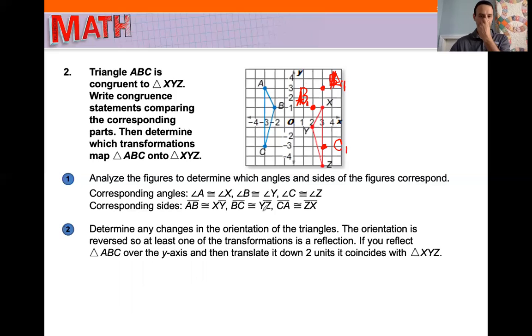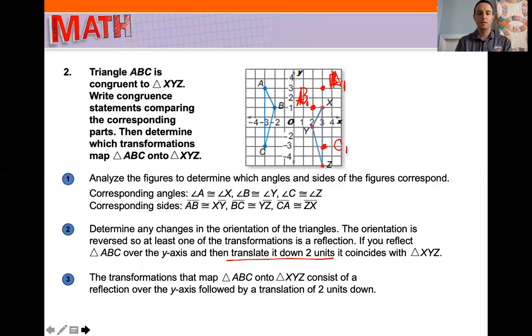Now what do I have to do to get it to match? I've got to translate it. Yep, that's exactly what I'm looking for. Now that I have a coordinate plane, that helps me see that a lot easier than just guessing and telling you the steps. So the transformation that maps the two is a reflection over the y-axis and a translation 2 units down. So let's try this next one.